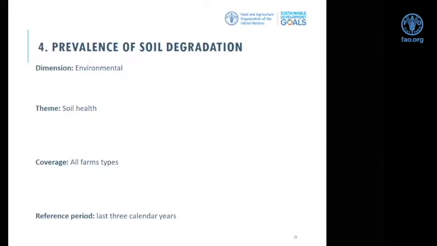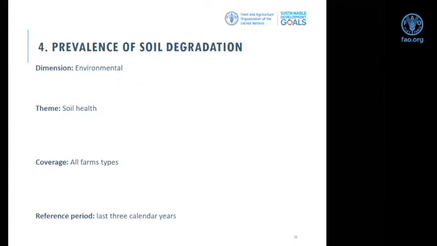FAO and the Intergovernmental Technical Panel on Soils have identified 10 main threats to soil health. So soil erosion, soil organic carbon loss, nutrient imbalance, acidification, contamination, water logging, compaction, soil sealing, salinization, and loss of biodiversity. In the context of 2-4-1, a careful review of the 10 threats to soil health shows that all but one, which is soil sealing, the loss of natural soil to construction and urbanization, are potentially and primarily affected by inappropriate agriculture practices.